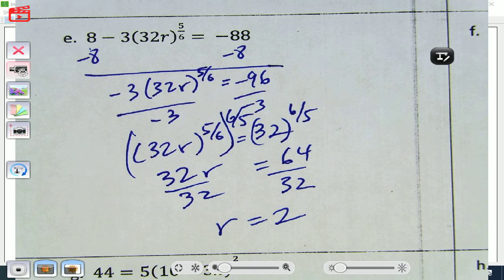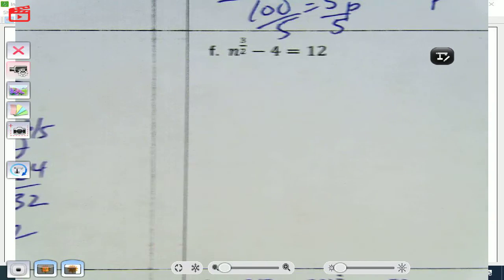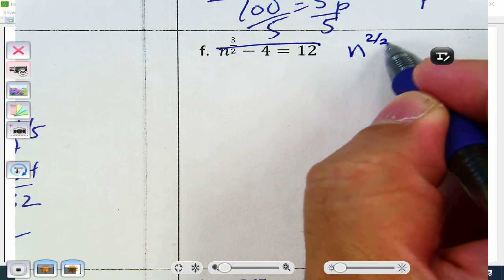Okay. We're changing F. Tell me what you have for F. n to the 3/2 minus 4 equals 12. Alright, we're changing it to n to the 2/3 minus 4 equals 12.